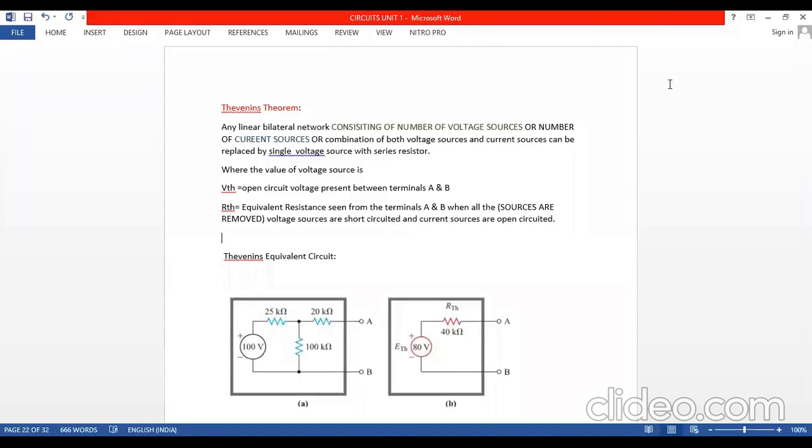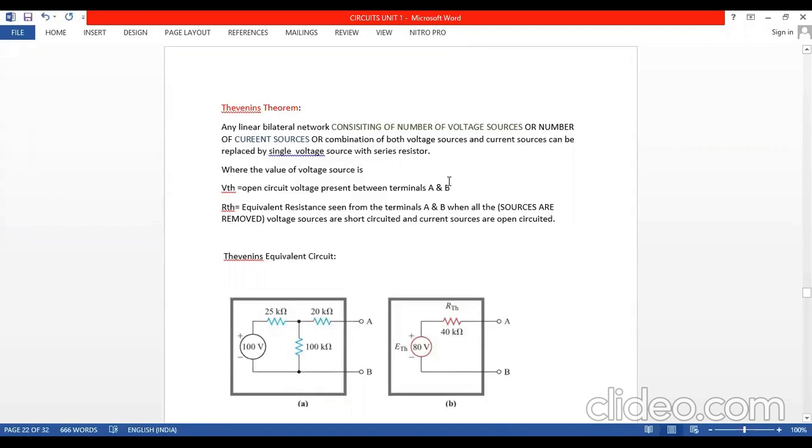So once again, I am repeating this for the last time. What is Thevenin's theorem? You give me any complicated circuit, I will convert it into a simple circuit. The simple circuit contains only Thevenin's voltage and Thevenin's resistor. Then I can easily calculate the current flowing through the load. A number of voltage sources, or current sources, or a combination of both can be replaced by a single voltage source with a series resistor, where the value of the voltage source is Thevenin's voltage, which is the open circuit voltage present between terminals A and B.